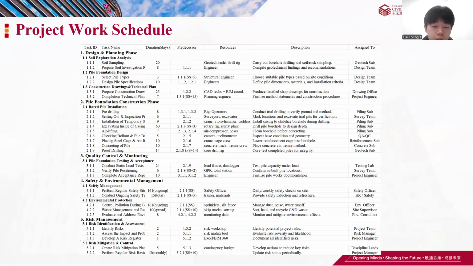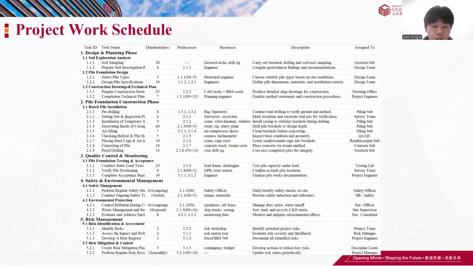Predecessor relationships were defined to reflect technical and logical dependencies. For example, preparing the soil investigation report naturally depends on the completion of soil sampling, while the start of pre-drilling on site is contingent upon the completion of both construction drawings and the technical plan, ensuring that construction begins only with fully vetted and approved documentation.